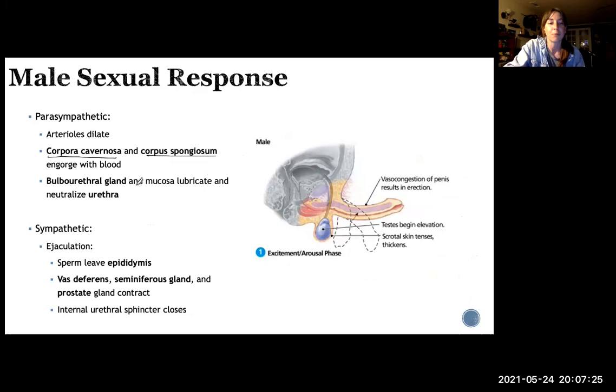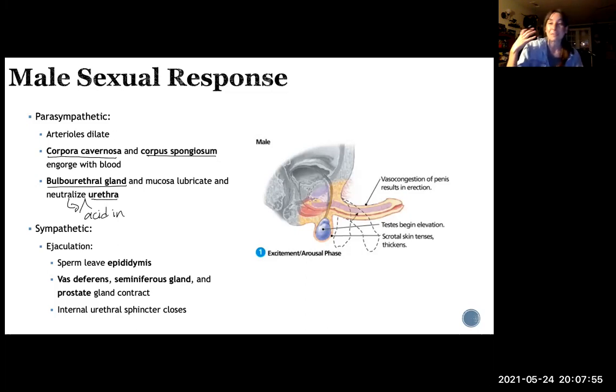The bulbourethral gland is going to secrete its contents, which is pre-ejaculate, right? The mucosa of the urethra itself is also going to produce mucus to help to lubricate the inside of the urethra as well and neutralize acid in the urethra, right?